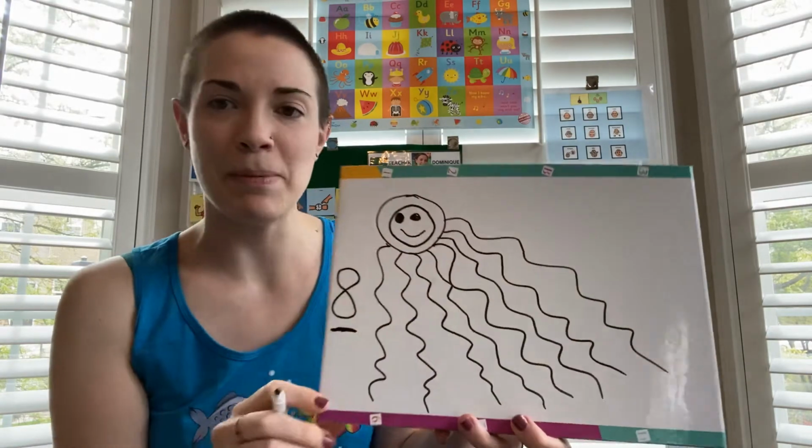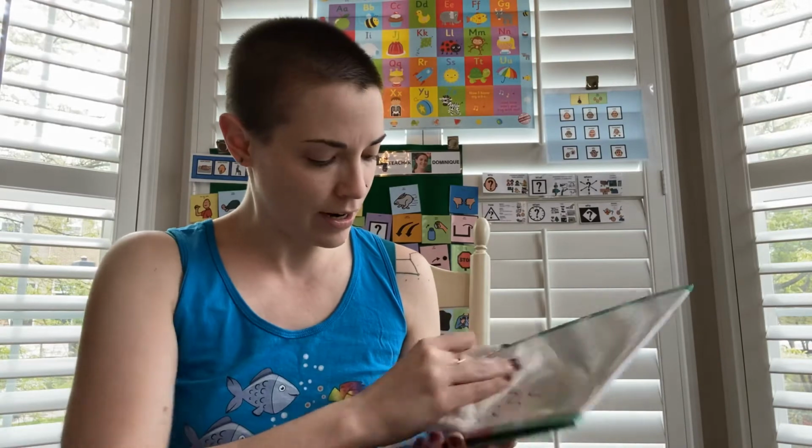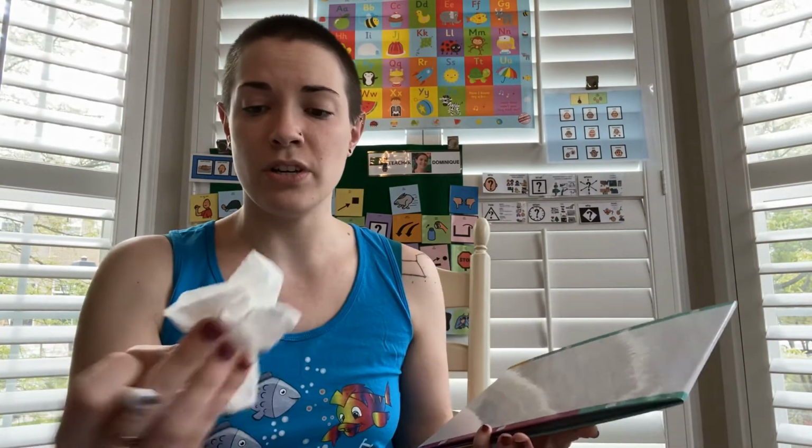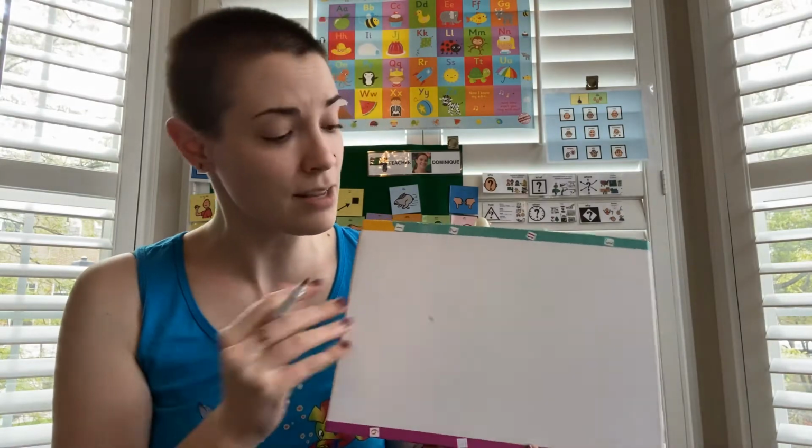Maybe I should make him happy. Little octopus. You can do this in color. You can draw him using some of the sensory materials that we talk about. So writing and drawing, I mean, it's really the same thing when we're so young. It's really just how you're practicing using your hands, your fingers, and strengthening those fine motor muscles.